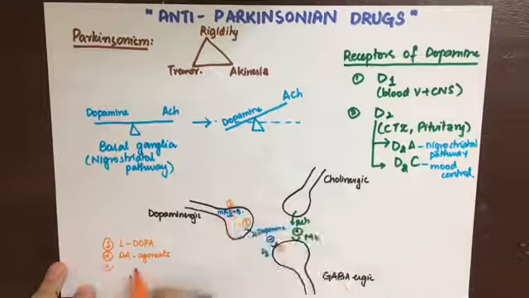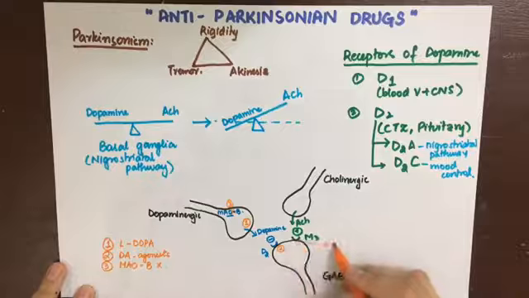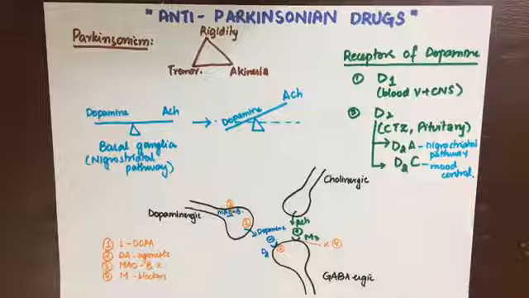Thirdly, we can inhibit the MAO-B, the enzyme which is responsible for the degradation of dopamine. We can inhibit this enzyme. And fourthly, we can also block the acetylcholine receptors, that is the muscarinic blockers, to decrease the cholinergic activity.